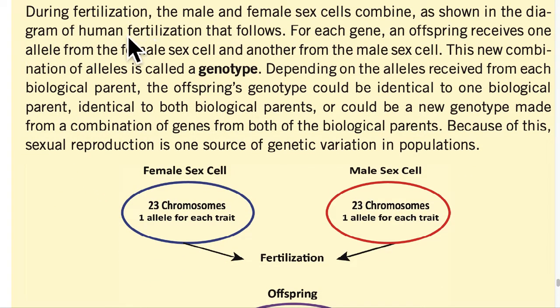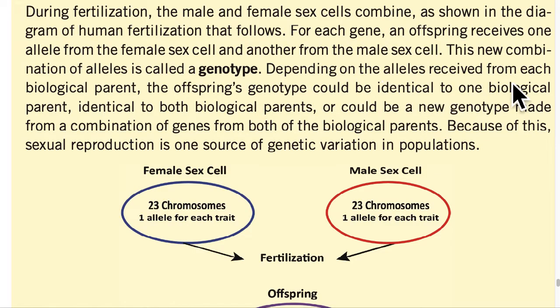During fertilization, the male and female sex cells combine, as shown in the diagram of human fertilization that follows. For each gene, an offspring receives one allele from the female sex cell and another from the male sex cell. This new combination of alleles is called a genotype.